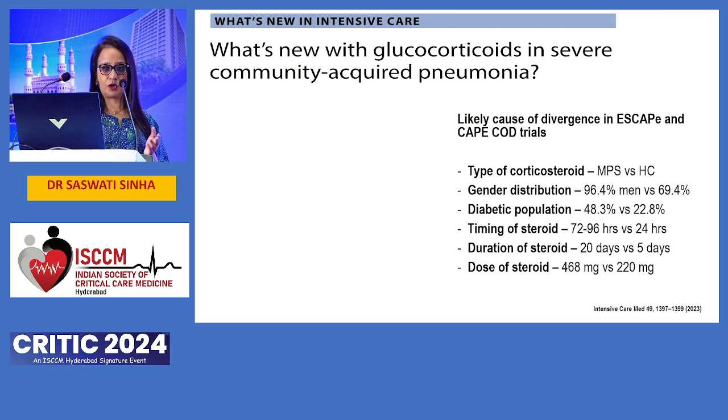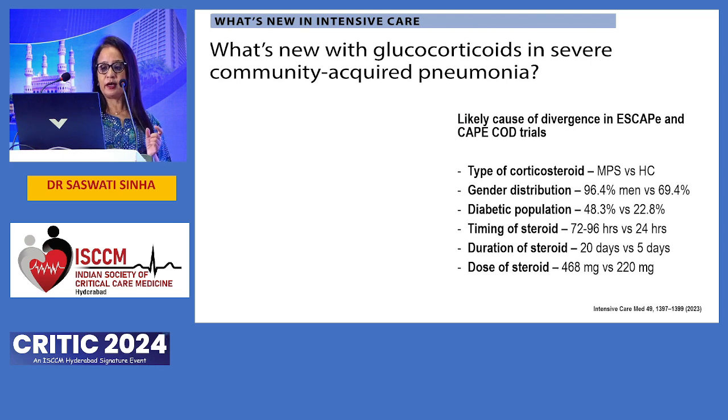The gender distribution was different. In the ESCAPE trial, 96% were men versus 69% in the CAPE COD group. So whether that has something to do with gender susceptibility to corticosteroids. The population was predominantly diabetic in the ESCAPE trial, so probably they did not fare very well with steroids. The timing of steroid was important. It was given earlier in CAPE COD versus later in the ESCAPE trial.